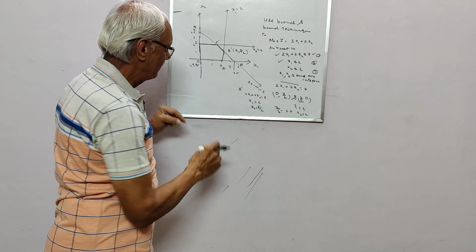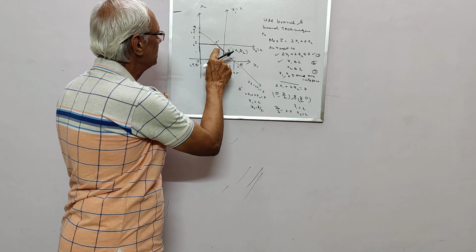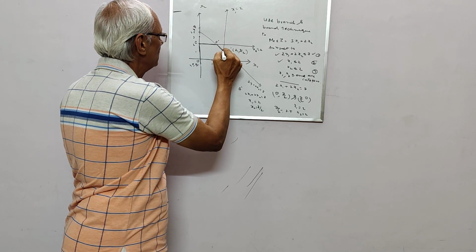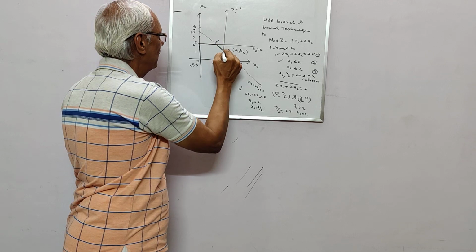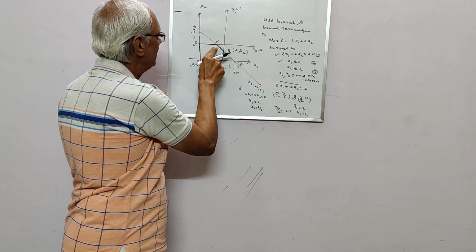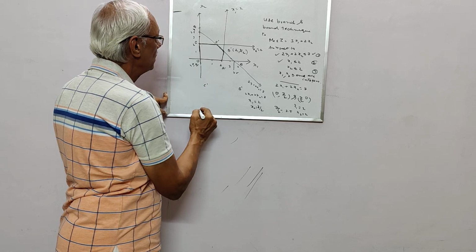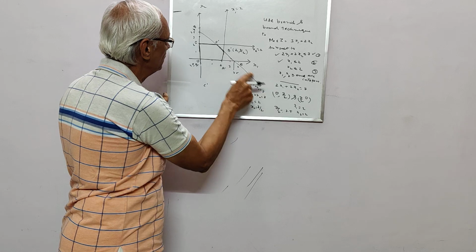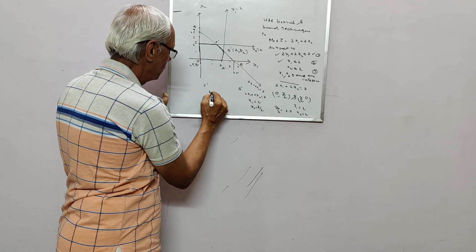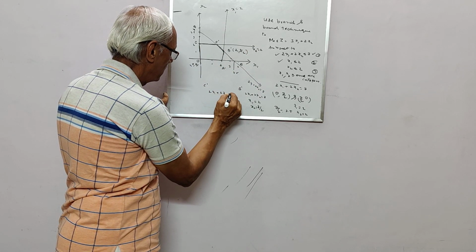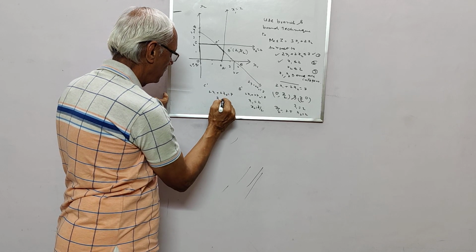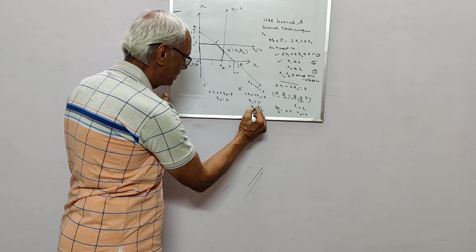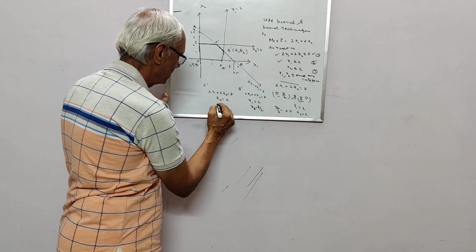And now since I have done this, I will go for the next one. So what is this point now? C'. What is your C' now? Solve this 2x1 plus 2x2 is equal to 7 and this x2.